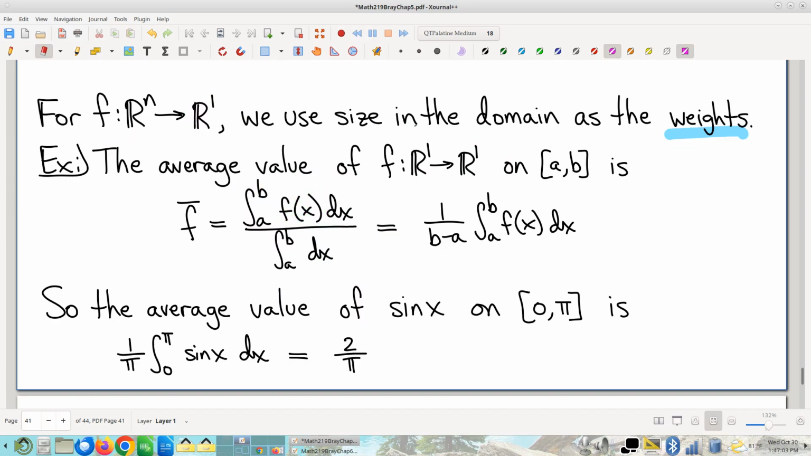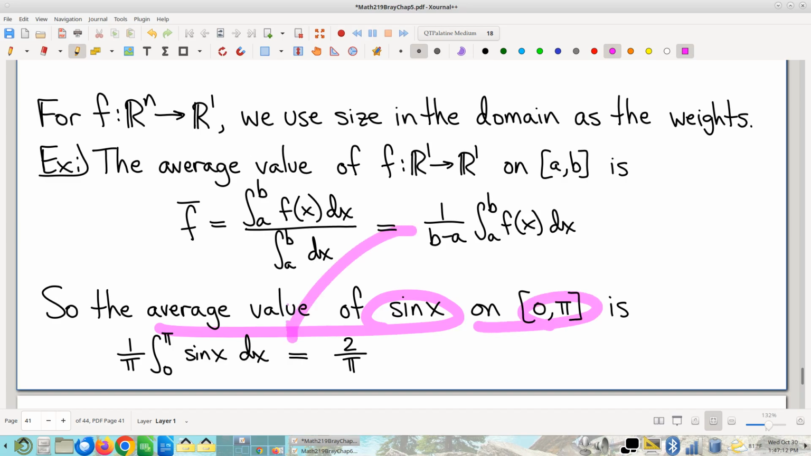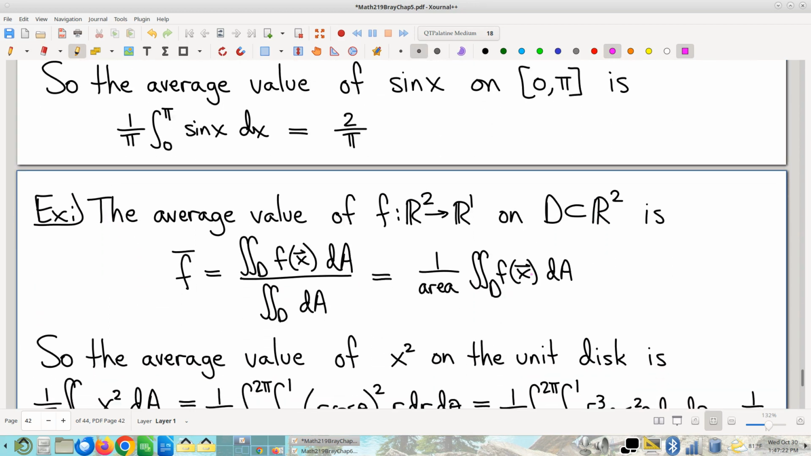Easy example, if you want to know what's the average value of sine x between 0 and pi, you plug into this formula, easy integral, answer, and there you go. All right. You can do this in a multivariable setting as well.